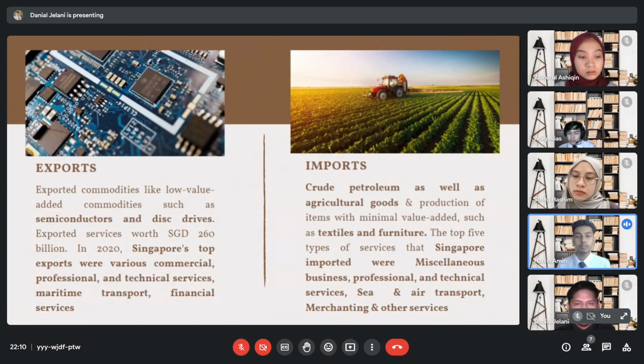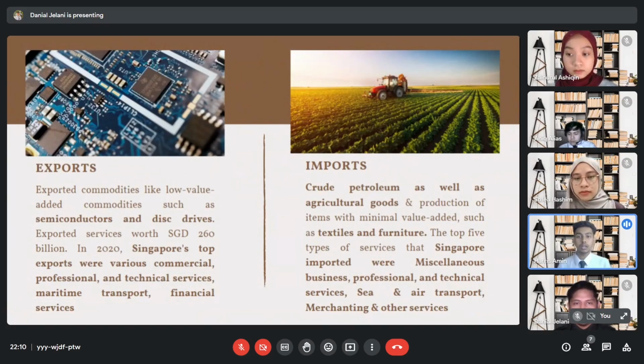Since Singapore is almost completely devoid of factor endowments, it is at a competitive disadvantage when it comes to the extraction of natural resources like crude petroleum. Moreover, it possesses a relatively low amount of fertile land, which places it at a competitive disadvantage in the agricultural sector. As a result, Singapore is a net importer of crude petroleum as well as agricultural goods.